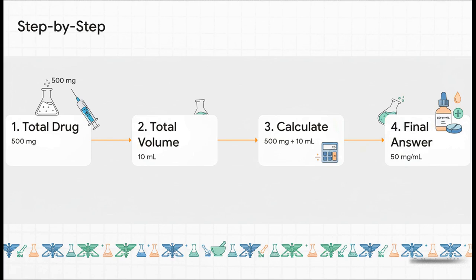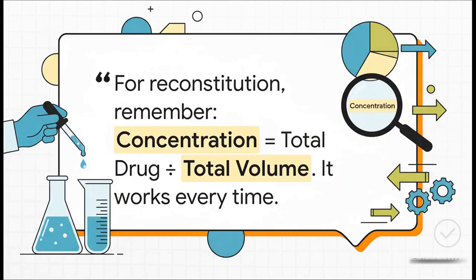You don't even need the full C₁V₁ formula here. Why? Because you're starting with pure drug powder, not a stock solution. So the formula for concentration is just the total amount of drug divided by the total volume of liquid. That's it. So 500 milligrams divided by 10 milliliters, and we get 50 milligrams per milliliter. Easy.